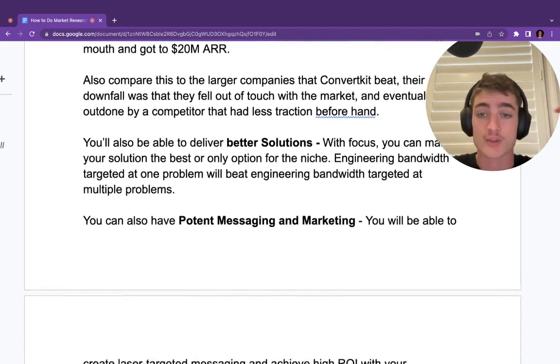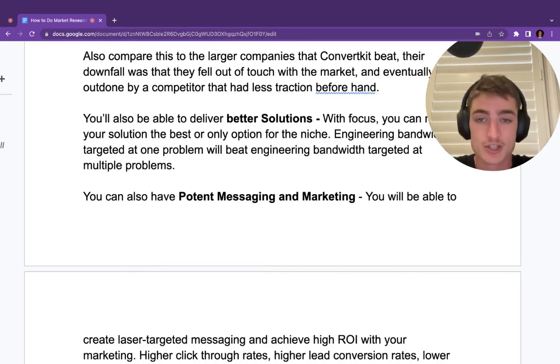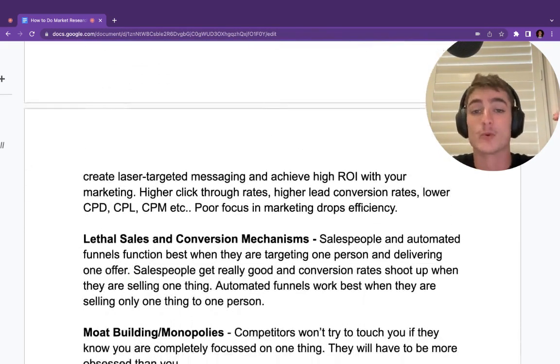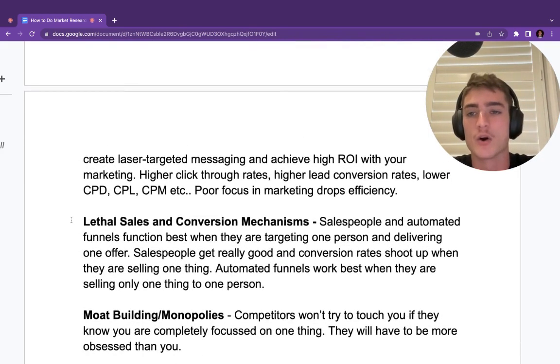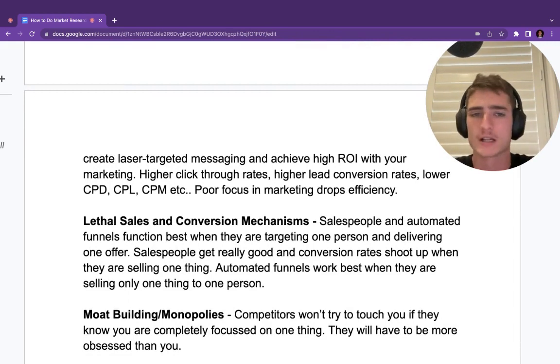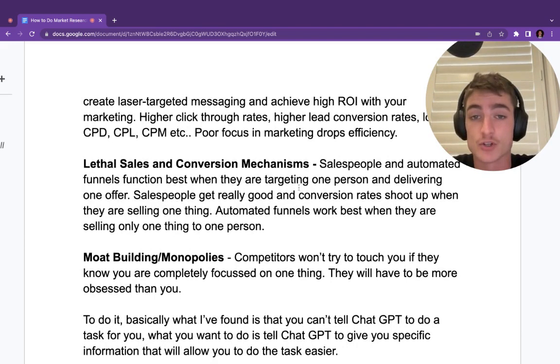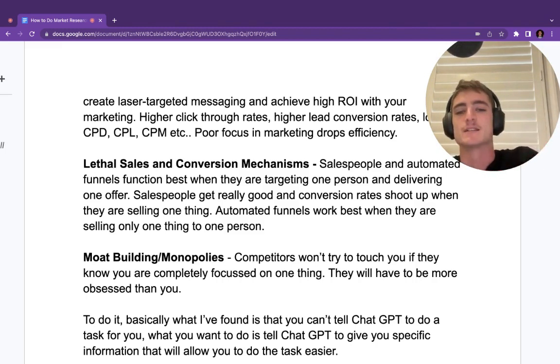As a further result, they also gained potent market messaging, which means they were able to create laser-targeted messaging and get a higher ROI on whatever marketing you have. You're getting higher click-through rates, higher lead conversion rates, and lower CPC, CPL, and CPM, because poor focus in the marketing is the thing that drops the efficiency. On top of this, you also get lethal sales conversions, because salespeople and automated funnels function best when they're targeting one person for one offer, and it just pierces the market.